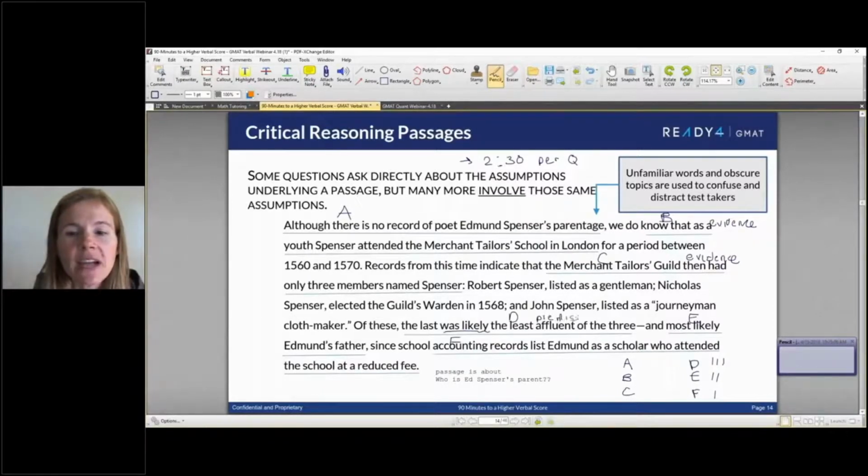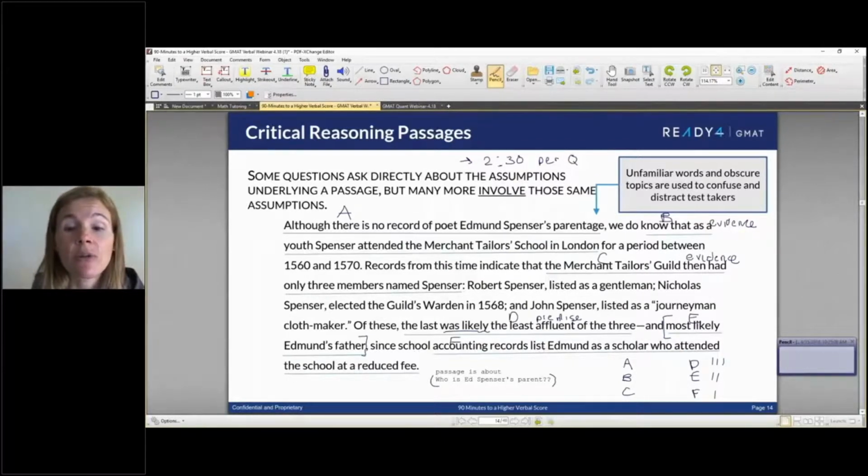We also know that it's not really the conclusion because this passage is going to be about who Ed Spencer's parent is. And this is just telling us that this guy named John is not well off, is not rich. Okay. Then we get statement E, most likely Edmund's father. This is looking like our conclusion, right? Because this directly relates to who Ed Spencer's parent is. Okay, so E is going to be my first choice so far, but let's look at F.